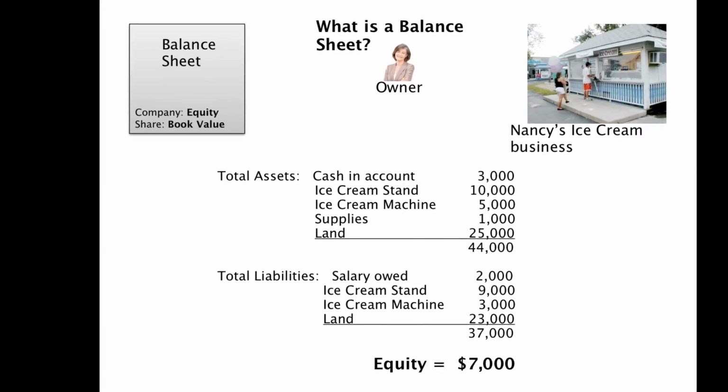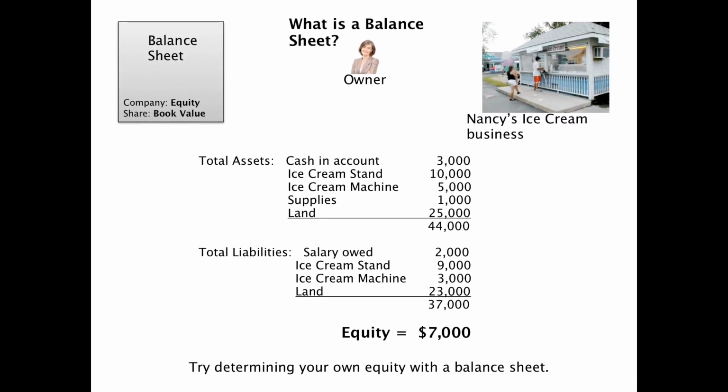try to determine their own equity with a balance sheet. Sit down with a blank piece of paper and write down all your assets. Write down how much you have in cash in your bank account. Write down how much you think your car is worth right now. And you have to say what it's worth now, not what you bought it for. How much you think your house is worth.